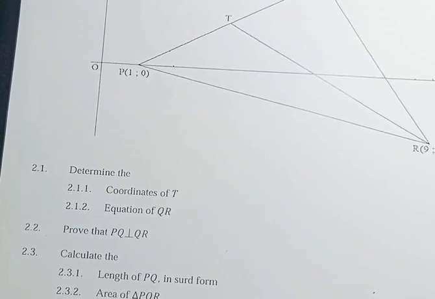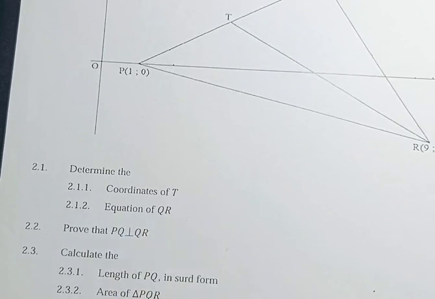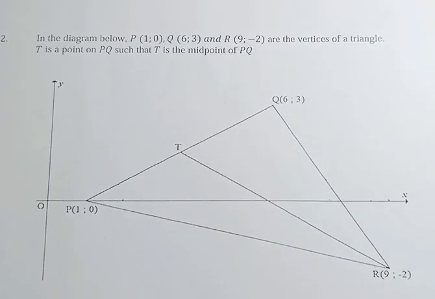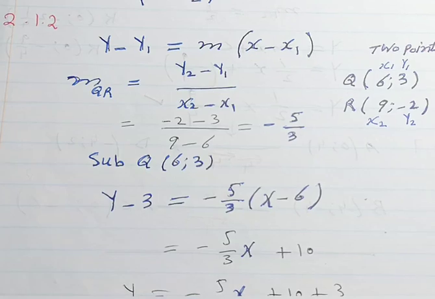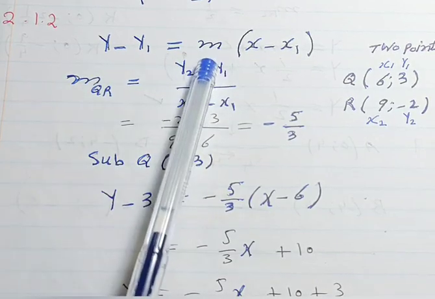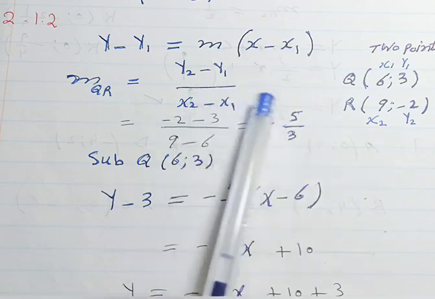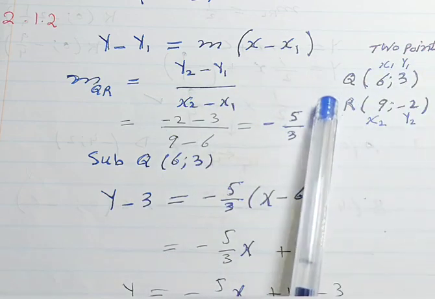The second question says equation of QR. So we need to find the equation of QR. So we have QR here. I'm going to write this formula: y minus y1 equals m, which is the gradient, times x minus x1. We need 2 points to find the equation of the line. So we got 2 points, Q and R.